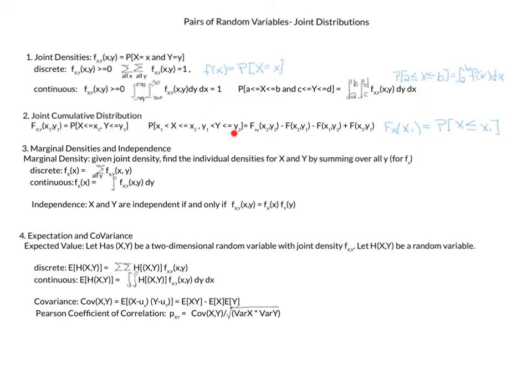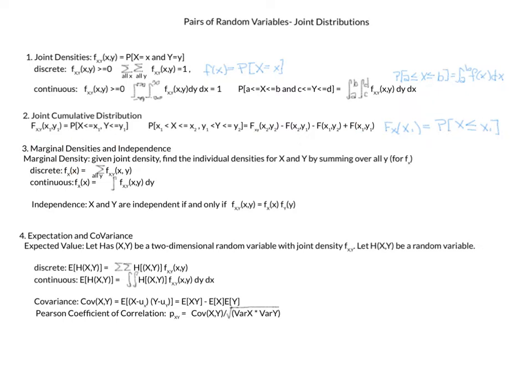To calculate the probability that x is between x1 and x2 and y is between y1 and y2, we have this formula here, which has some inclusion, exclusion. We'll do some drawings and illustrate this so that it'll be more clear. But essentially, it's the cumulative distribution at x2, y2. And at this point, we're assuming x2 is greater than x1 and y2 is greater than y1, minus the cumulative distribution at x2, y1, minus the cumulative distribution at x1, y2, plus the cumulative distribution at x1, y1. And again, we'll see an illustration of this, and this will become more clear.